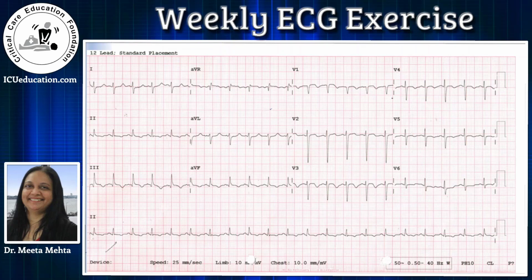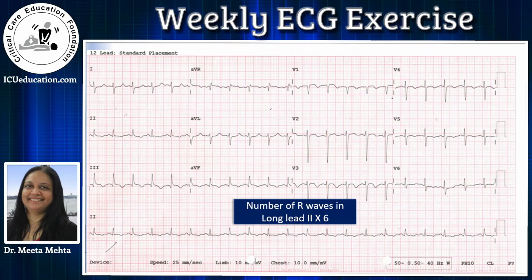Now if I look at the ECG, definitely the heart rate is faster. So how much is the heart rate here? I usually prefer to calculate the heart rate by counting the number of R waves in long lead 2. Long lead 2 is an ECG rhythm strip for 10 seconds. So if you count the number of R waves in long lead 2 and multiply by 6, this will give you the ventricular rate or the heart rate. This is especially important and becomes easy when you have an irregular heart rate or irregular rhythm.